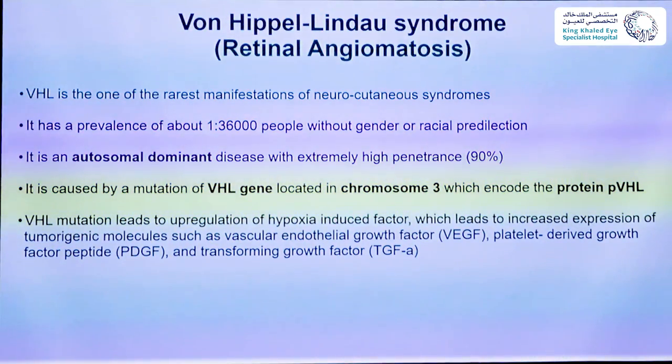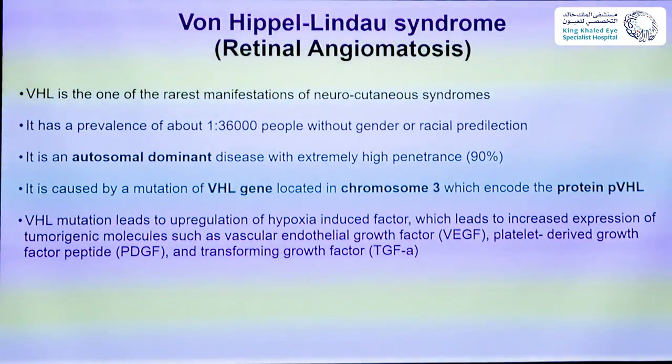The fourth thing, VHL. VHL is also one of the rarest manifestations. It has the same characteristic as the previous phakomatosis, which is autosomal dominant. Here it's high penetrance. If you have high penetrance of 90%, that means 90% of patients with the mutation will have manifestations, and 10% will be considered lucky because they don't have any manifestation. It's caused by a mutation of the VHL gene located on chromosome 3, and the VHL gene encodes the protein VHL.